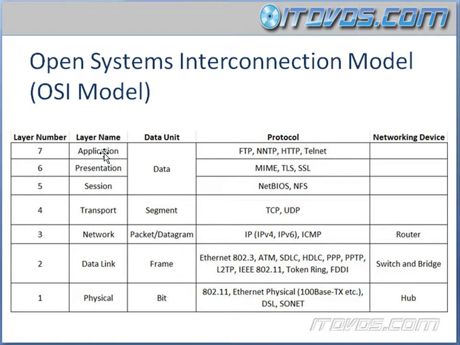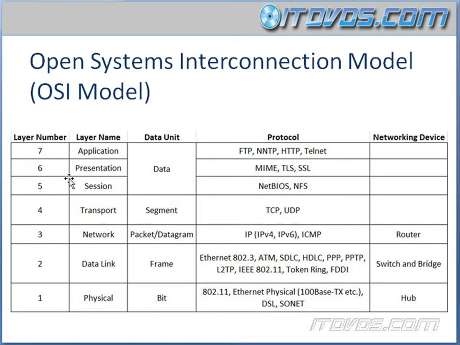The next layer, layer 5, is the session layer, and this layer is pretty simple. It just keeps the information separate between applications. So if I've got multiple applications running, the session layer makes sure that the data that comes back on the network gets handed off to the proper application. An example of some protocols that work at the session layer are NetBIOS and NFS.